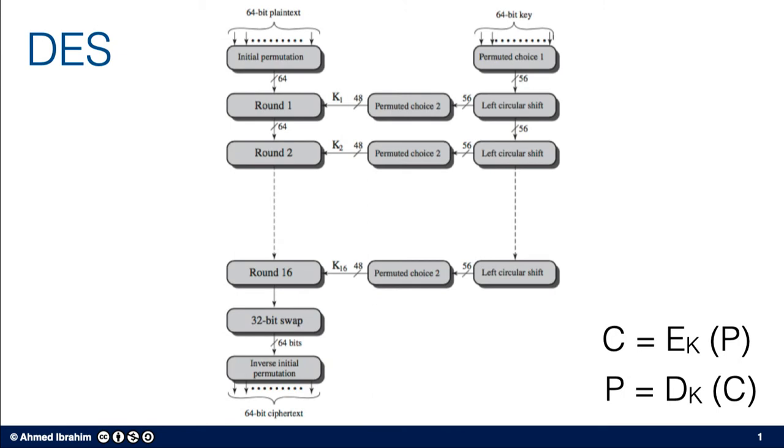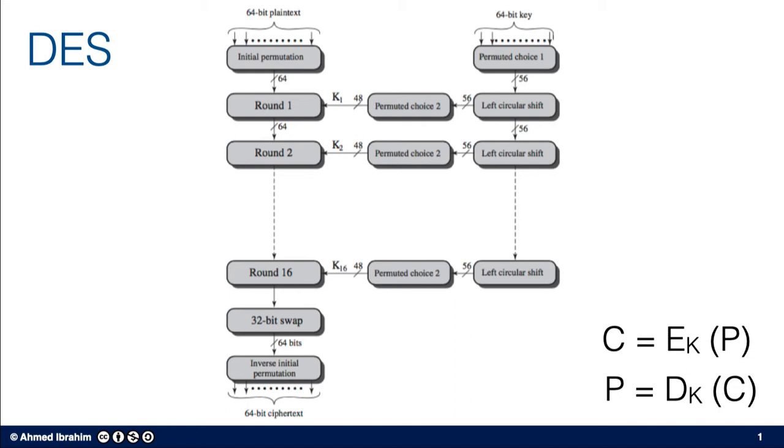In this video, we will overview the Data Encryption Standard, or DES. DES takes a 64-bit plain text and a 64-bit key and produces a 64-bit ciphertext. Notice that although the key is 64 bits, the effective key size for DES is 56 bits only. These are the actual bits that are used in the subkey generation.